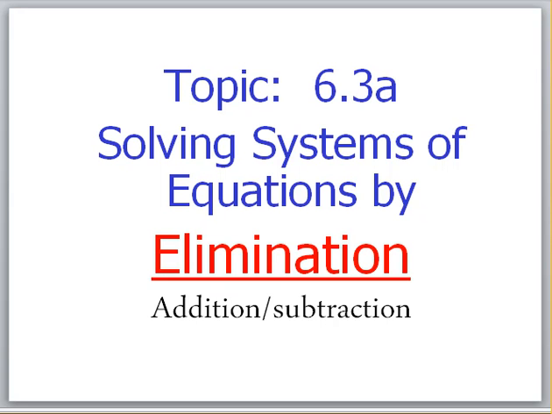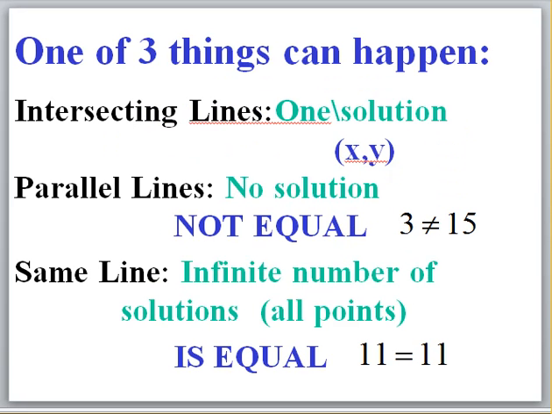Okay, so we're going to start solving systems of equations by elimination. This is the third and final method for solving systems. So again, for the third time, I'm going to explain to you that one of three things can happen. You can have intersecting lines, so you could have one solution. You could have parallel lines, which means that there's no solution. You could have the same line, which means infinitely many solutions.